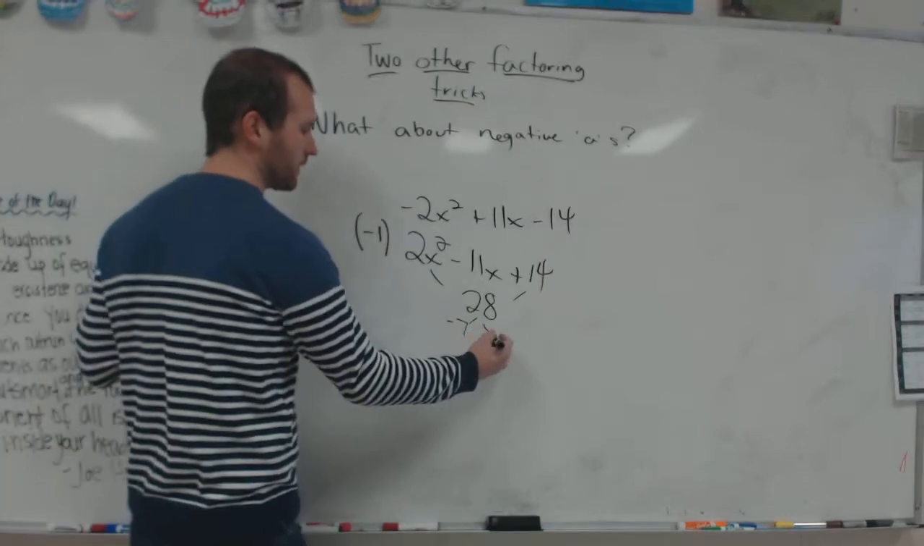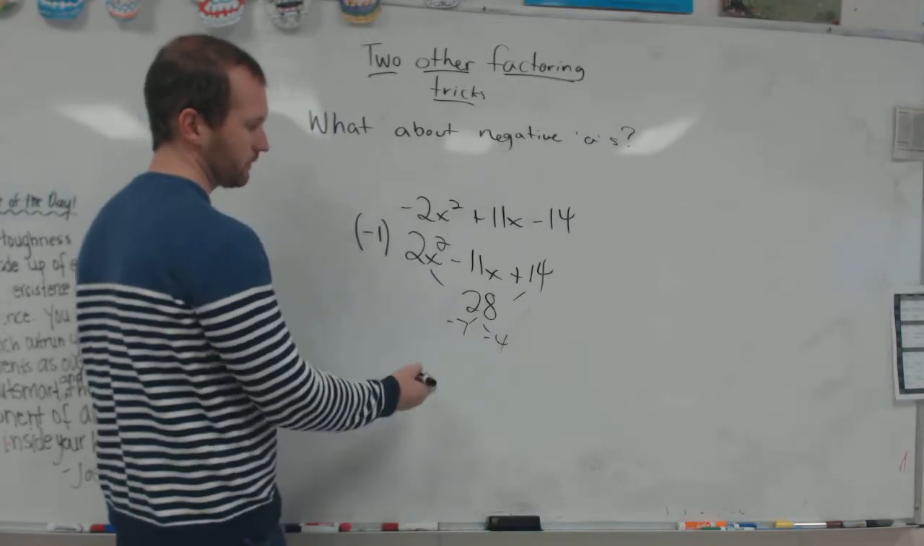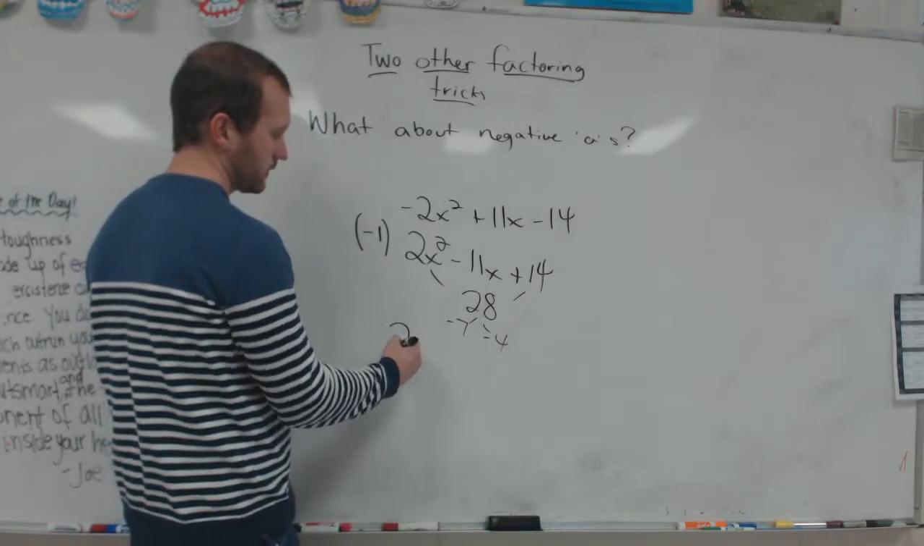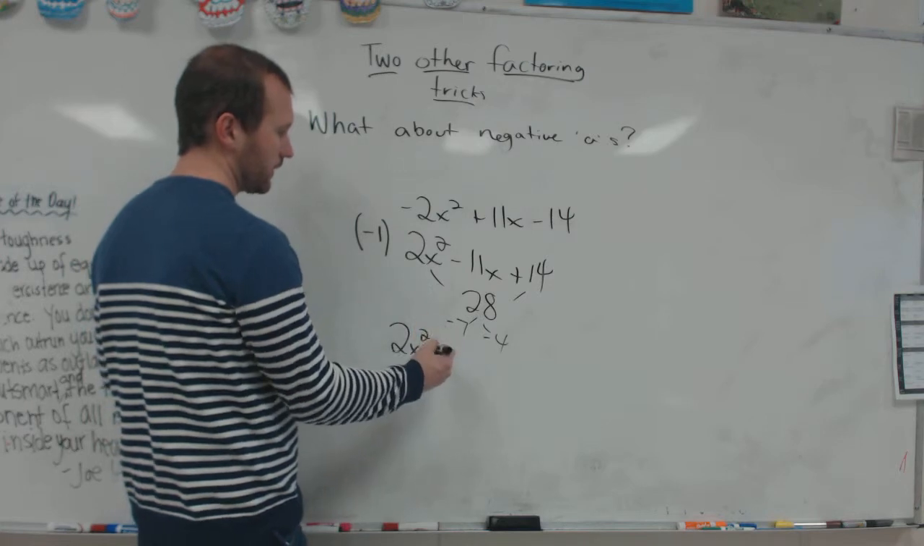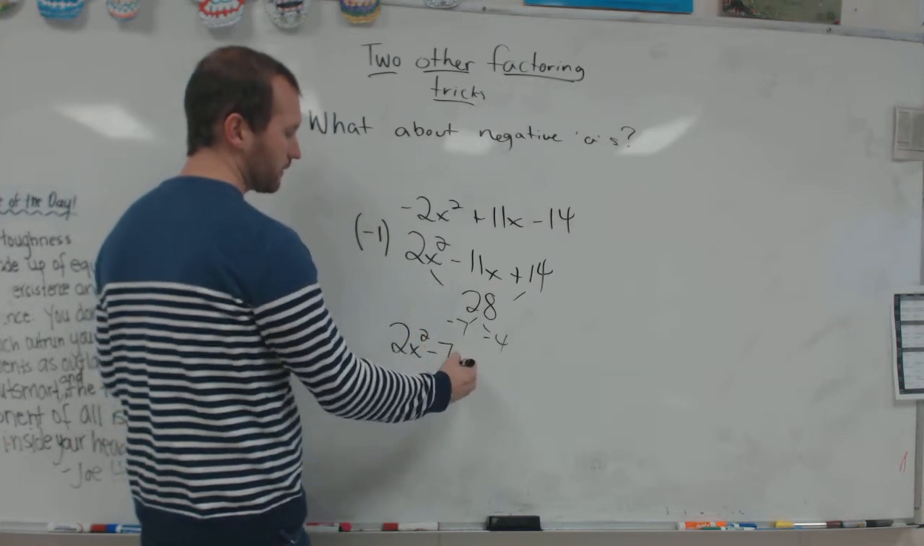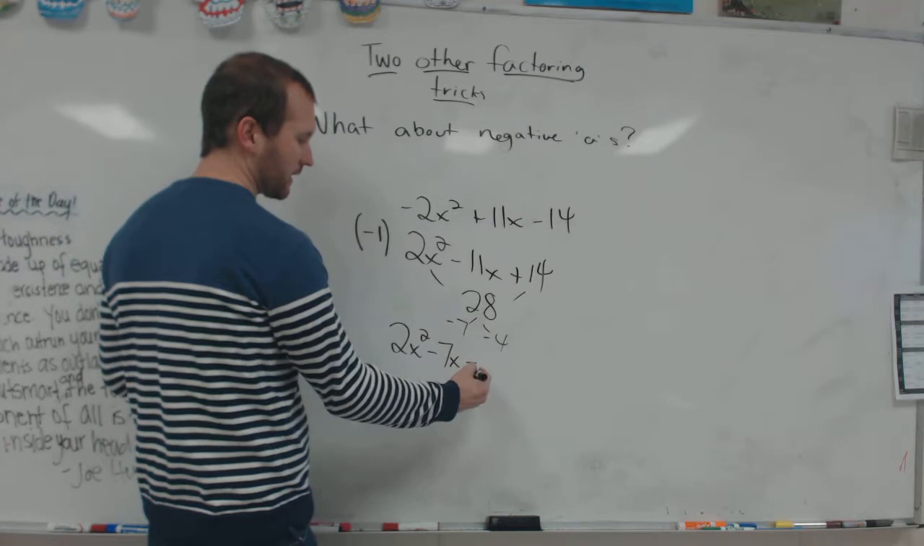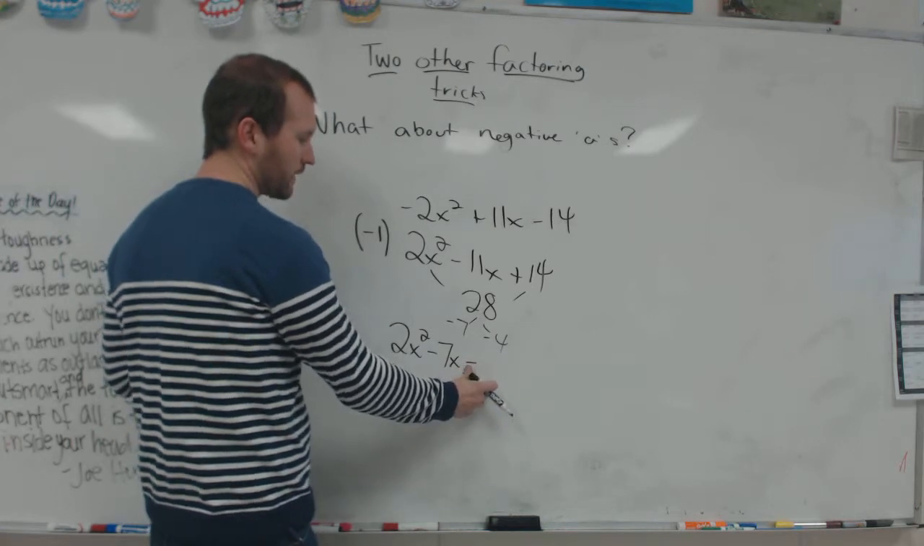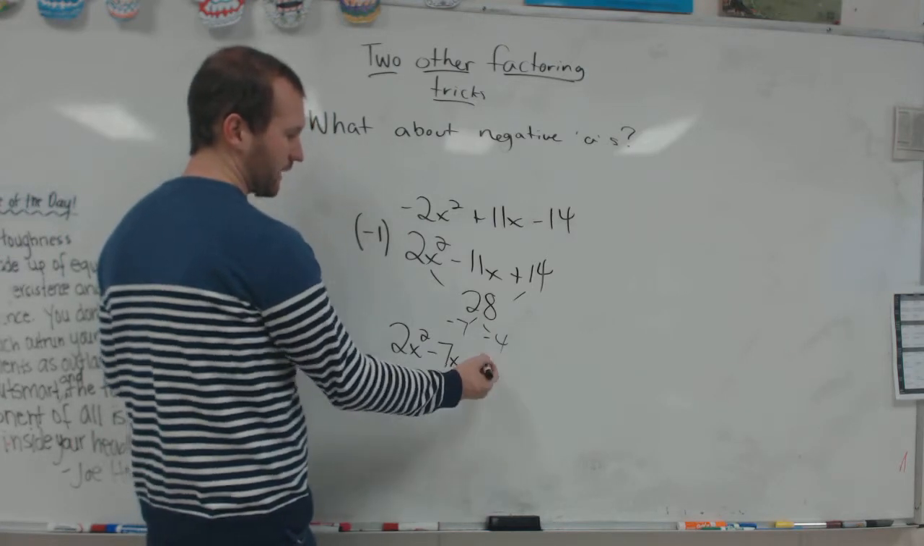Yeah, negative 7 and negative 4. Perfect. Let's rewrite this. 2x squared. Now what I'm noticing about this one is this negative right here. I know that I'm going to have to keep track of that when I factor by grouping.